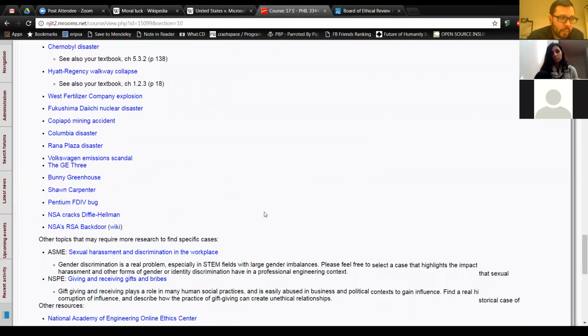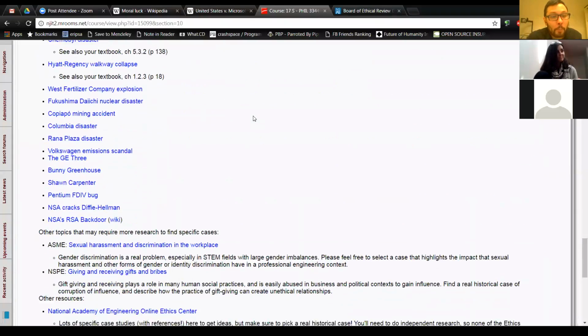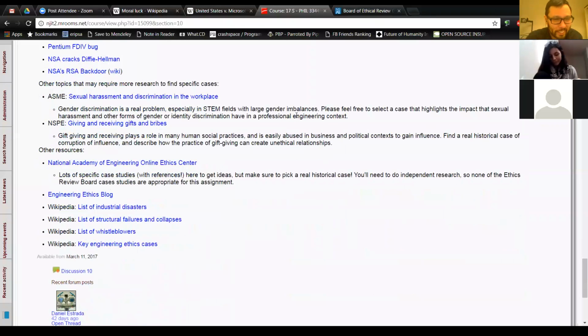If you want to do the Dakota Access Pipeline and the protests and all the engineering challenges involved there, that would also be fine. Some kind of big environmental disaster or human tragedy is typical for these research projects. But you can also do something that's not about the cost of human life. You can do something like the RSA backdoor or the Diffie-Hellman crack, or other security leaks. There's been a lot of major hacking going on recently. The Internet of Things is a very insecure technological network. So there are lots of examples like this that you might consider, other kinds of whistleblowers, and so on.